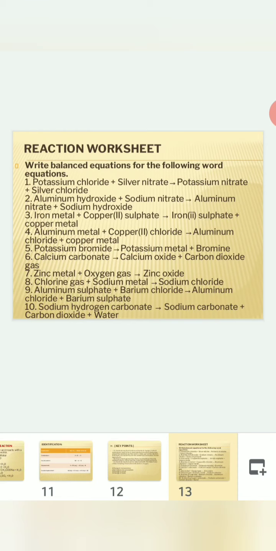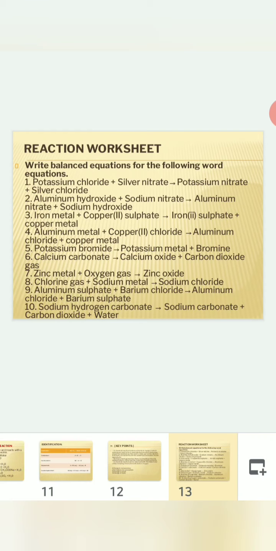Aluminium metal when reacting with copper chloride, where the oxidation state of copper is 2 over here, so it is cupric chloride reacting with aluminium gives you aluminium chloride plus copper metal. Now potassium bromide, when you heat it, gives you potassium metal plus bromine gas will be released. Now next, calcium carbonate on heating, again it will give you calcium oxide plus carbon dioxide gas. Next, zinc metal when you heat it in the presence of oxygen will give you zinc oxide.